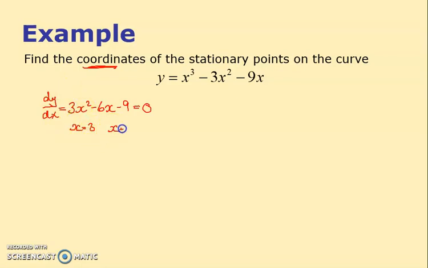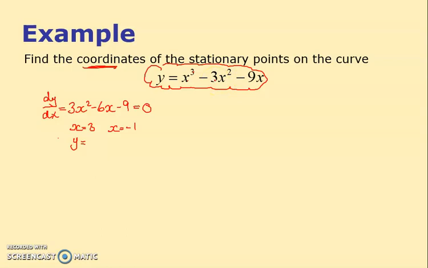-1. Now, these, of course, are just the x coordinates, so I now need to know what y is, and I'll need to use this equation to know what it is. So I sub those numbers in, I get 3 cubed minus 3 lots of 3 squared, and minus 9 times 3, so let's just do that now.